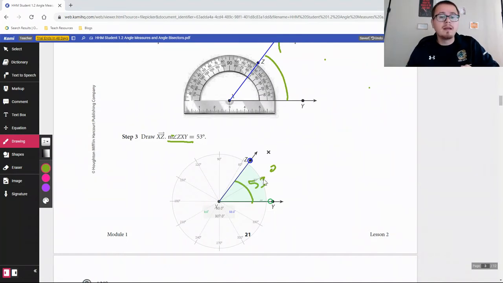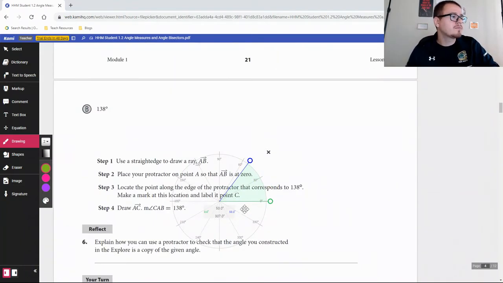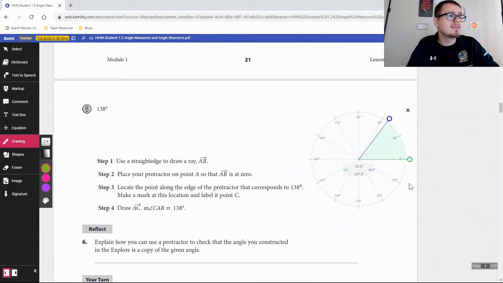So make sure that you guys are paying attention to the naming convention, because if you name an angle wrong, like let's say I accidentally put ZYX, that's a whole different angle. Make sure you understand what you're doing with that. Let's keep it moving.